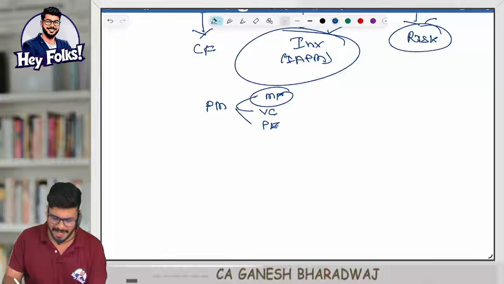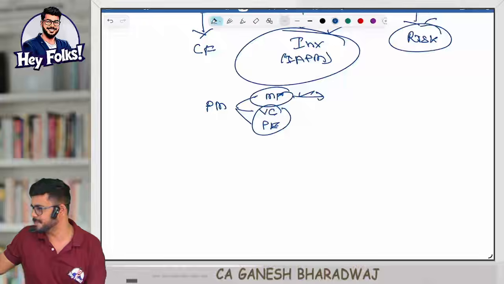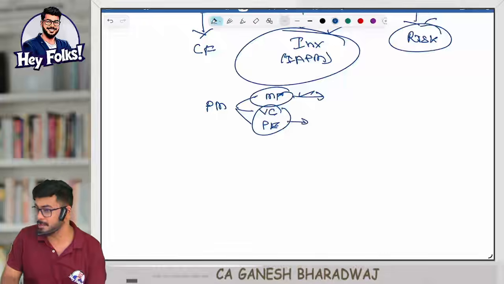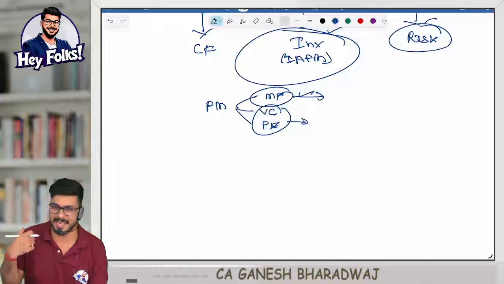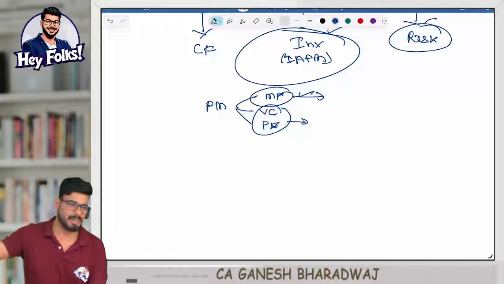Now, the main difference between a mutual fund and these guys is that mutual funds generally invest in listed securities, whereas venture capital funds and private equity funds actually invest in unlisted companies. Predominantly, these could be private limited companies or even unlisted public companies. So when a startup comes up, these guys invest there.